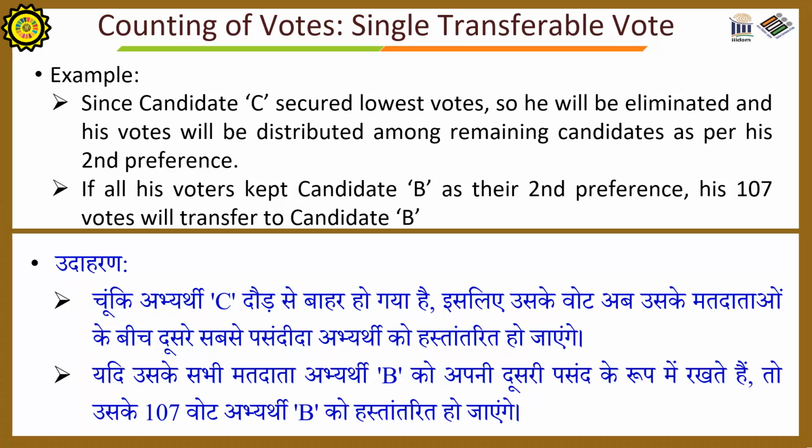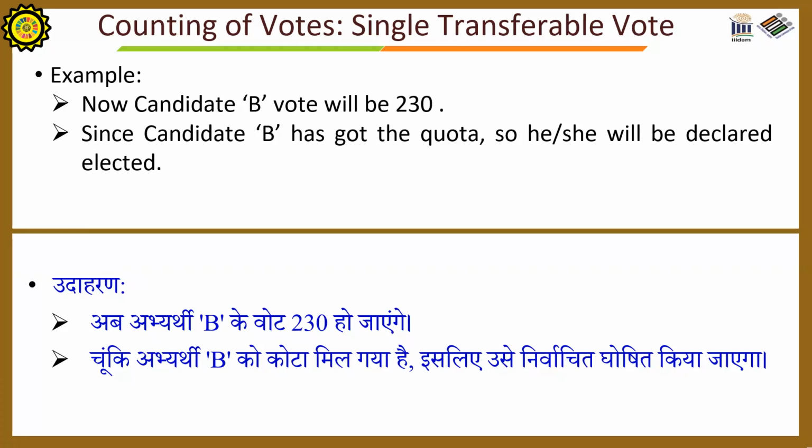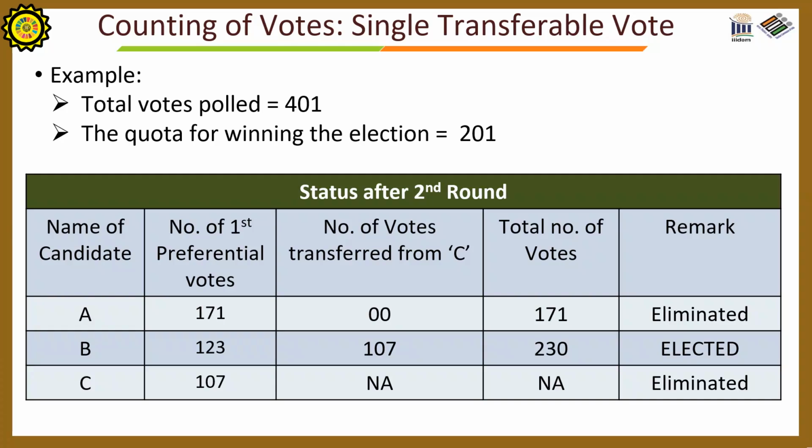Since candidate C secured the lowest votes, he will be eliminated and his votes will be distributed among the remaining candidates as per his second preference. If all his votes kept candidate B as their second preference, his 107 votes will be transferred to candidate B. Now candidate B's votes will be 230. Since candidate B has got the quota, he will be declared elected. So after the second round, candidate B will be declared elected.